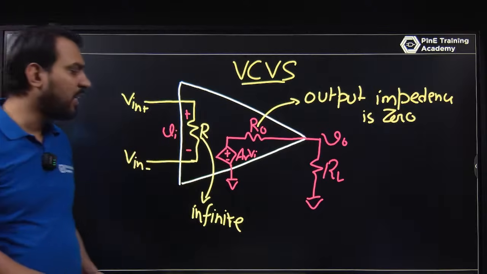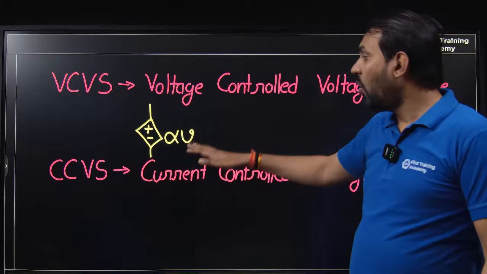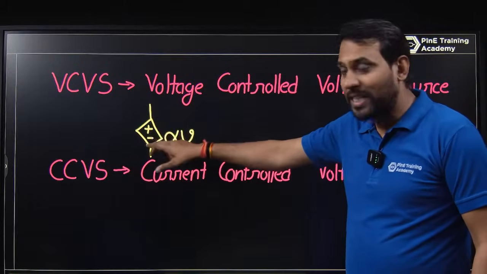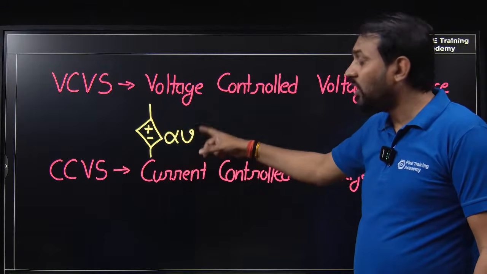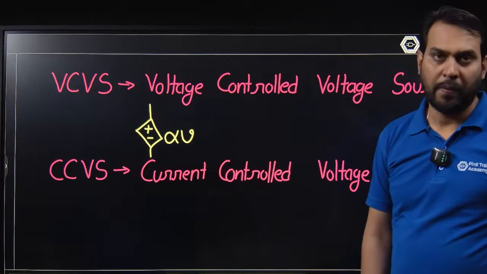So that is one of them, the voltage controlled voltage source. That is an op amp, and the symbol is a diamond shape. The source has plus and minus because this is a voltage source, and the dependency or control is also voltage. That's why I am writing alpha V.